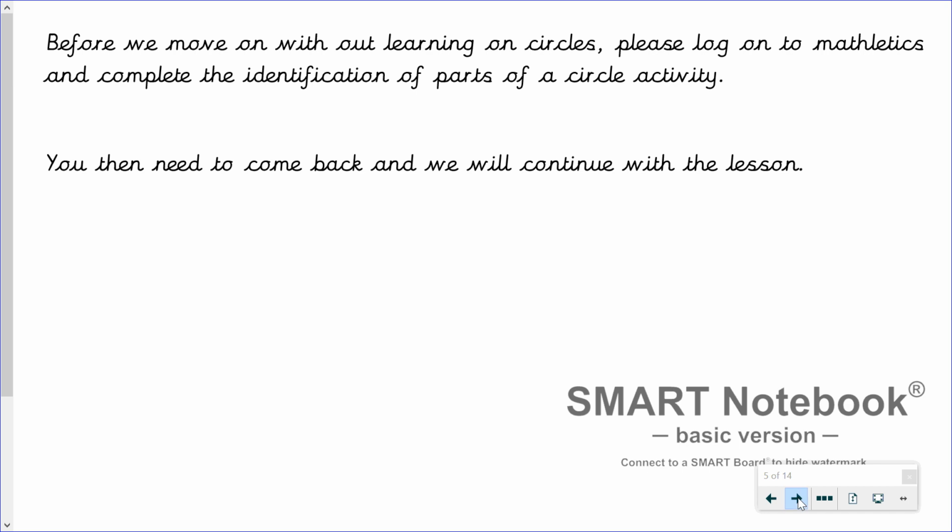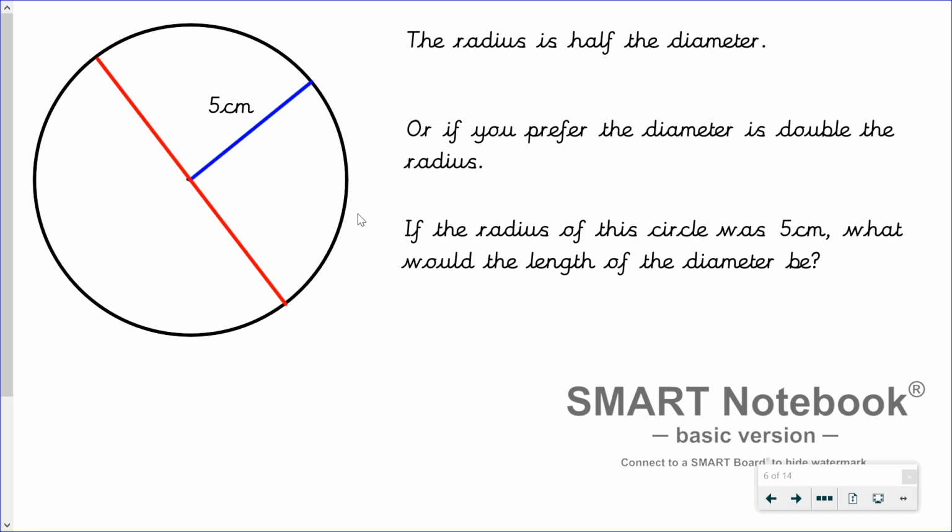Great, let's move on. So the relationship between the radius and the diameter that we were talking about earlier: the radius is half the diameter. Or we could say the diameter is double the radius. Whichever way, the diameter is bigger, 2 times as big, and the radius is half as big.